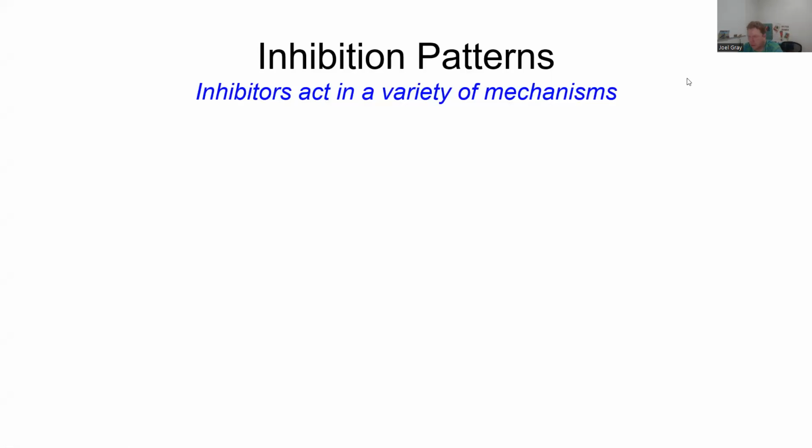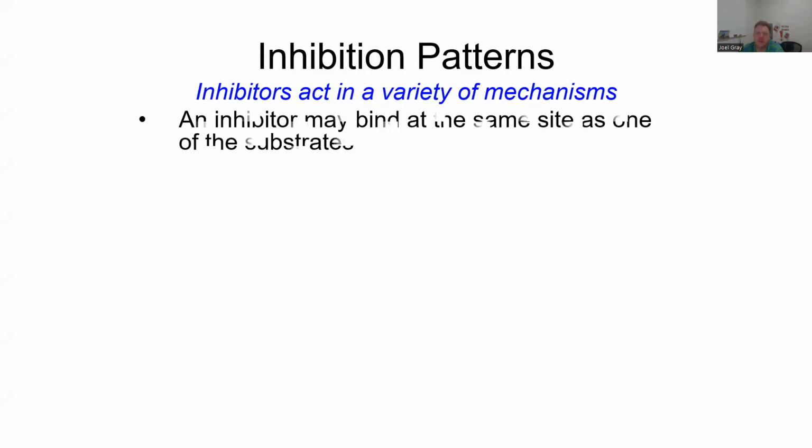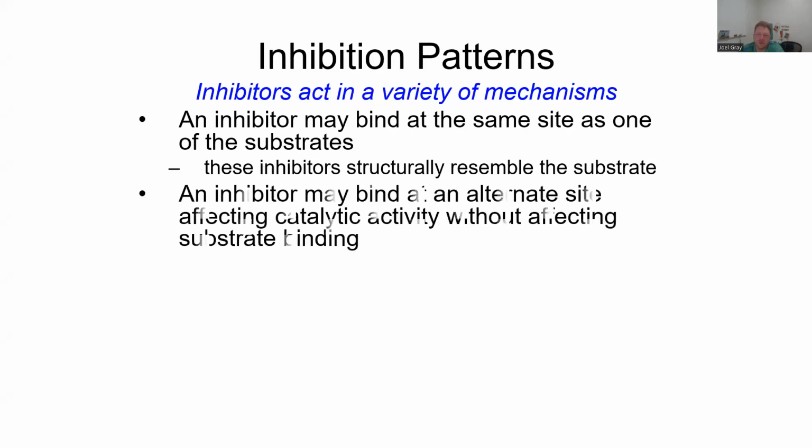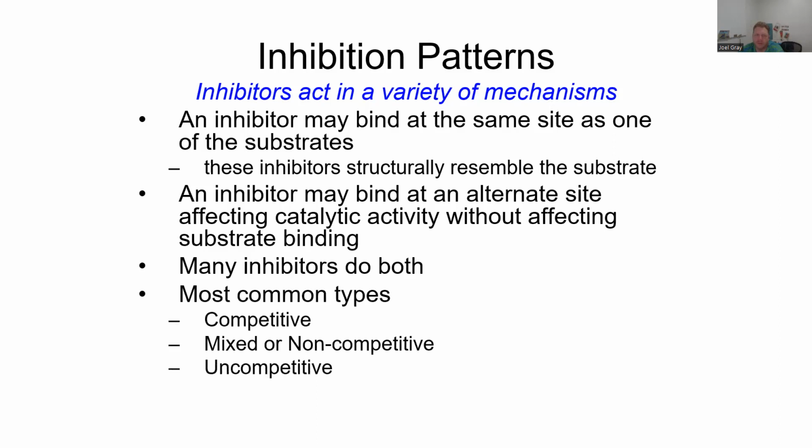This is fairly dense, but there's a handful of slides that I'm going to put a star on that are the highest value slides. So, inhibition patterns. Inhibitors act in a variety of mechanisms. An inhibitor may bind at the same site as one of the substrates. These inhibitors structurally resemble the substrate. An inhibitor may bind at an alternate site, affecting catalytic activity without affecting substrate binding. Many inhibitors are going to do this. So the substrate will bind, but the inhibitor will also bind.